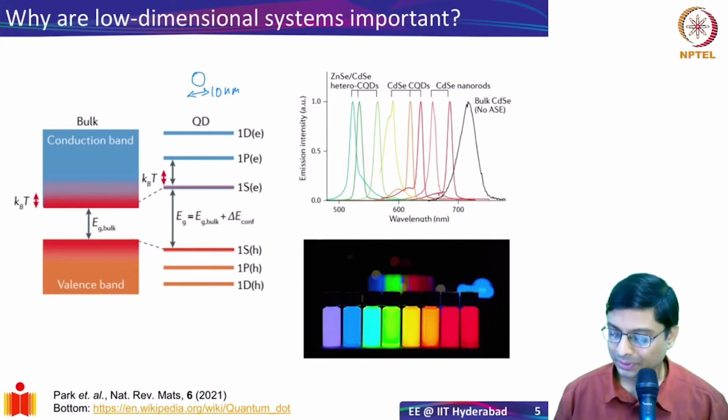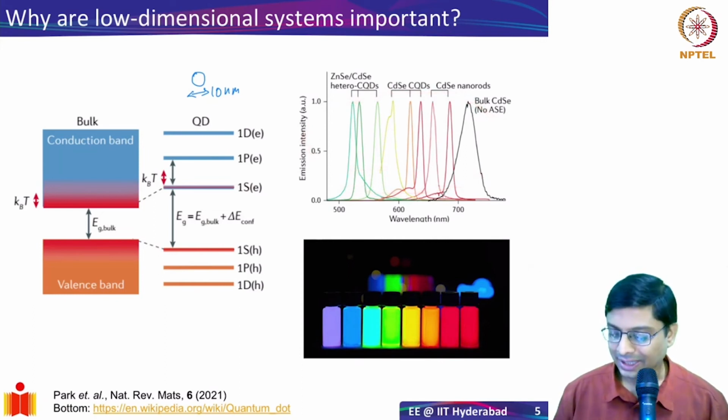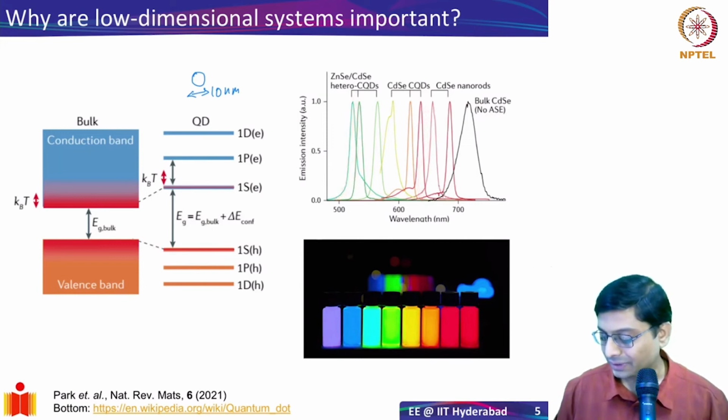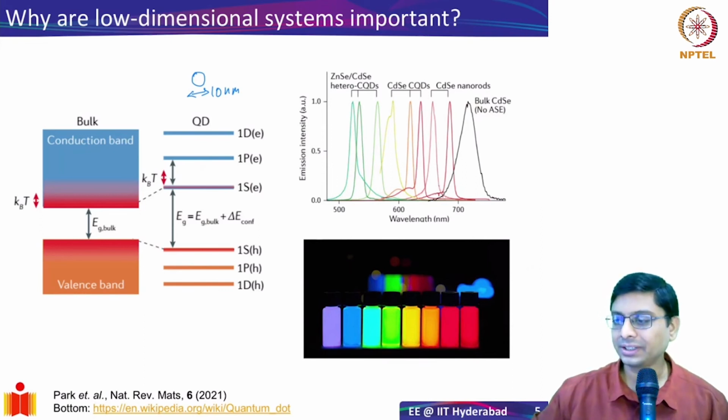And on the top here, you are seeing emission spectra of various quantum dots, and they have these very sharp lines. And if you look at the bottom picture, you see these colloidal quantum dots which exhibit a very wide range of bright colors. So there are very interesting applications of these low dimensional systems, and that is what we will be learning this week. All right.